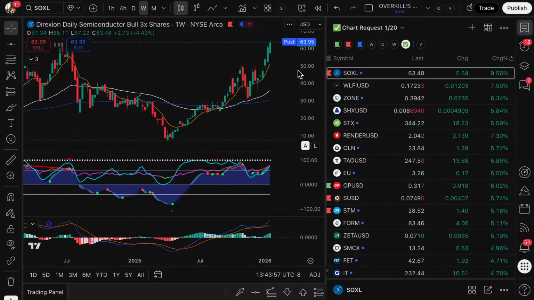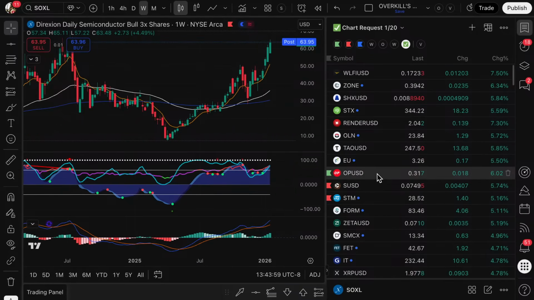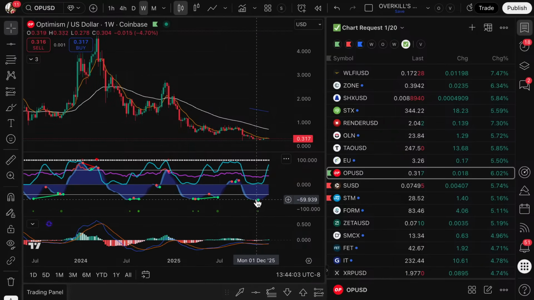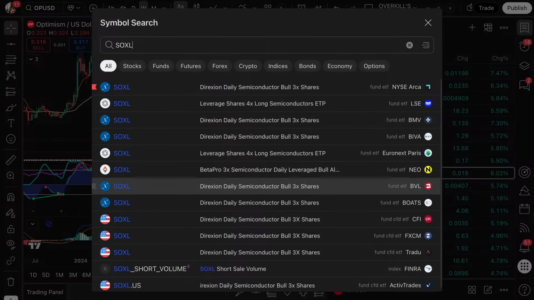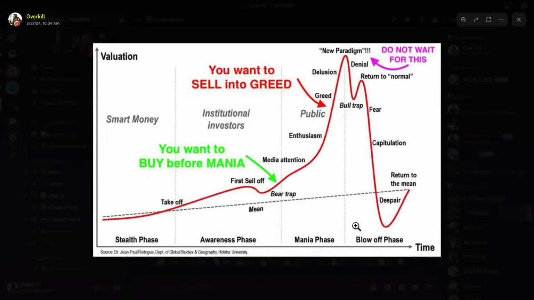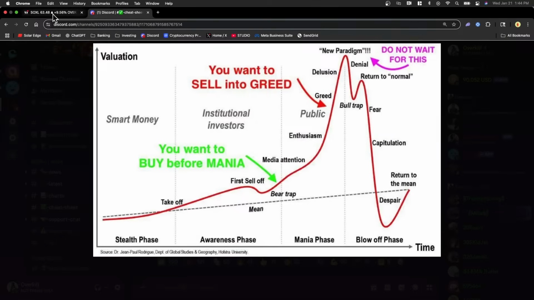But there's some more oversold names, right? You come down here to something like OP, which is a cryptocurrency and altcoin. This one's down here. You see how Soxel is up here? This is not where we want to open positions. We want to open positions down here. Why is that? Because we want to buy in despair. We've already missed this. So we want to buy things that are down here. What we do is rotate out of names up here and then go find other names that are beaten up. And there's a lot of them.